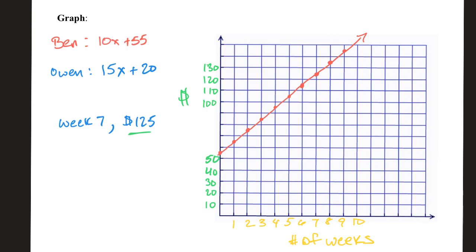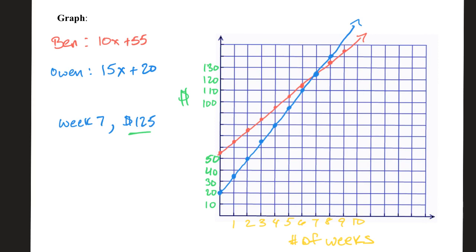So Owen started with $20. So he's going to be right there. And he goes up by 15 every time. So 15, then we go to 35, and then 50, and we're there, and there, and right there, and right there. Ooh, we're so close. And boom, right there. And let's just give ourselves one more. 10, 15, and then he surpasses him. Alrighty. So there we have our lines right there.